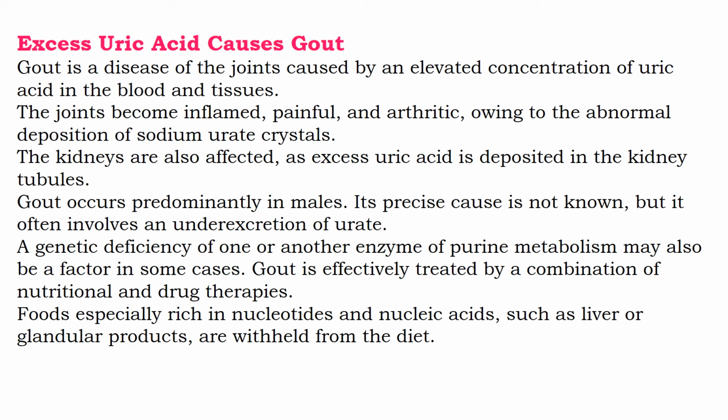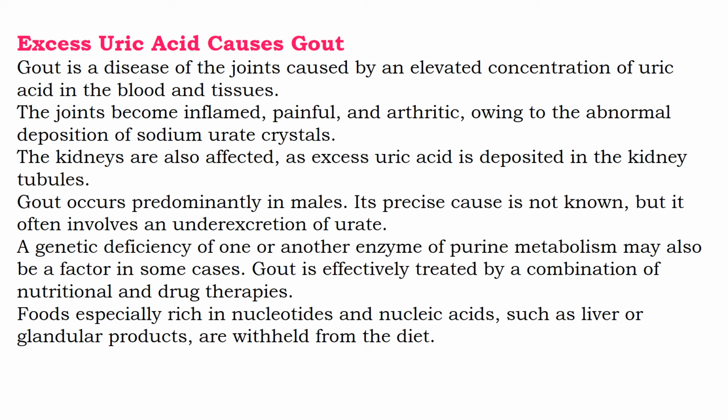So not only the joints, the kidneys are also affected, because there is an excess of uric acid which is deposited in the kidney tubules. So gout occurs primarily in the males; predominantly in the males it is higher. Its precise cause is not known, but it often involves an undersecretion of urate. So if you are unable to excrete urate, then it will lead to the accumulation of uric acid. The genetic deficiency of one or more of these purine metabolism enzymes may also be a factor in some cases. So gout is effectively treated by a combination of nutritional and drug therapies.